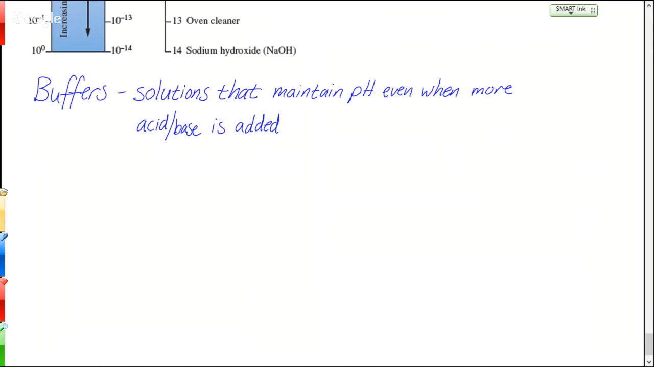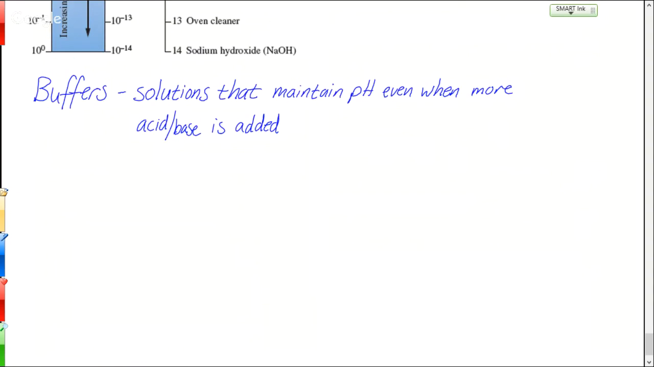So you've probably heard that term before, buffers or buffering solutions. Things like eye washes and those kinds of chemicals are often buffered to maintain a particular pH. It doesn't have to be neutral. A buffer solution can be highly acidic or highly basic, but the key to the buffer is that it maintains its pH. So if you add more acid to a buffer solution, you don't change the pH. Whereas if you add acid to water or to some other neutral solution, it would make the solution become acidic.